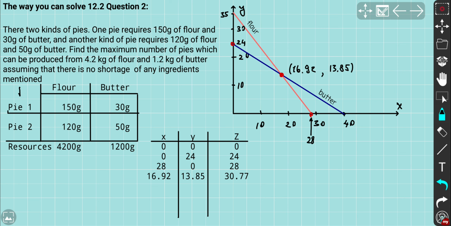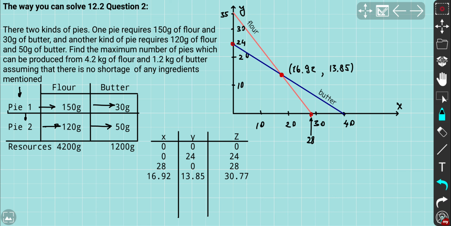So you just fill in that direction. First you go down, so you find the product, and this is pie 1 in this case, and you start filling up the rows. That's for ingredients. For pie 2, you go next. For pie 2, it requires 120 grams of flour according to that, and also 50 grams of butter. So that's how you fill in.